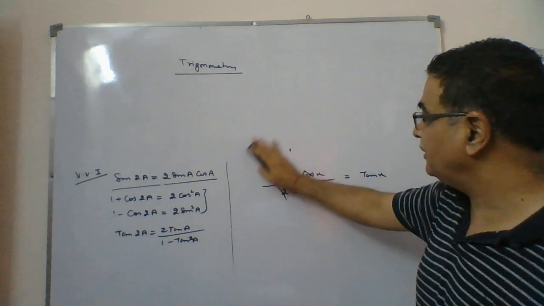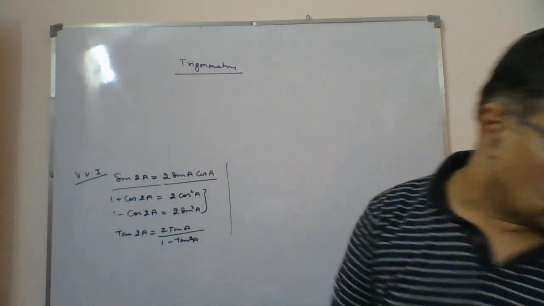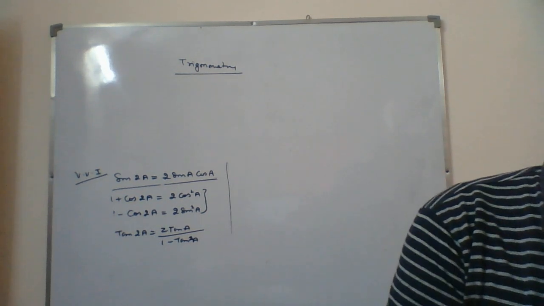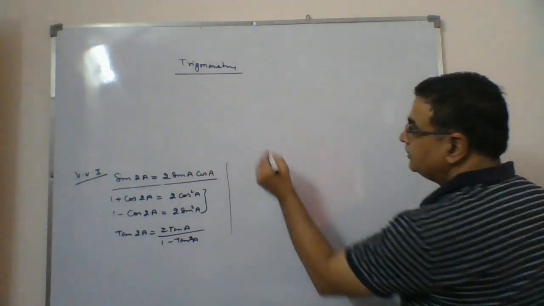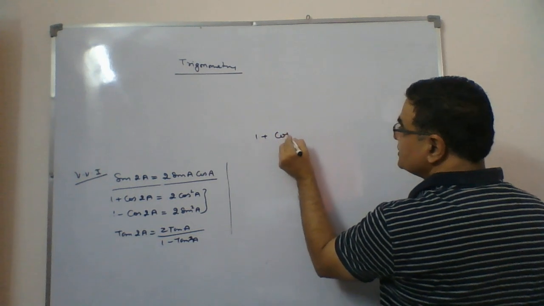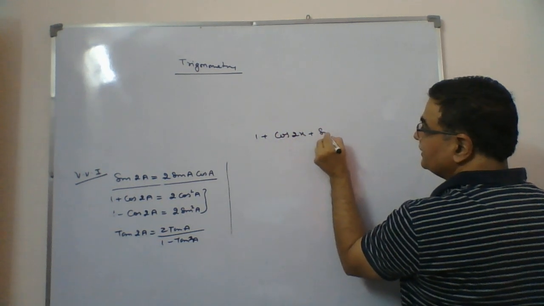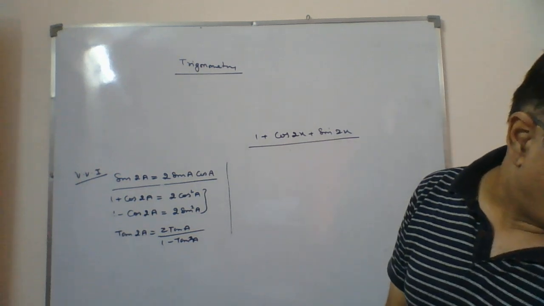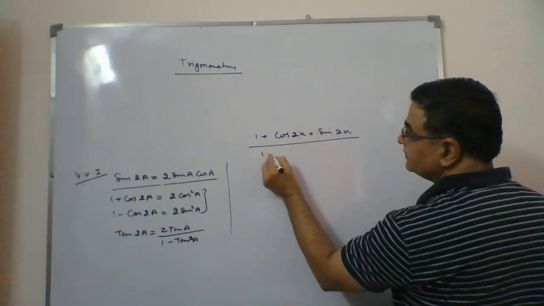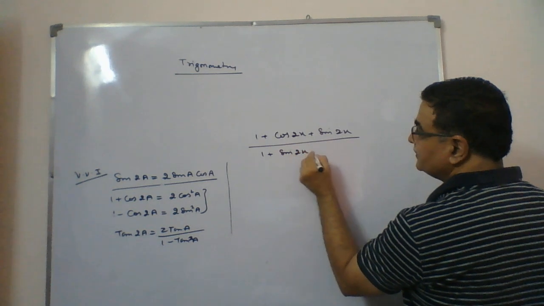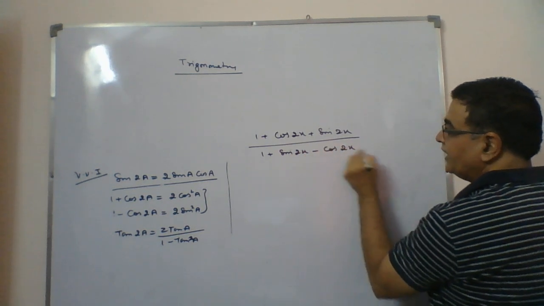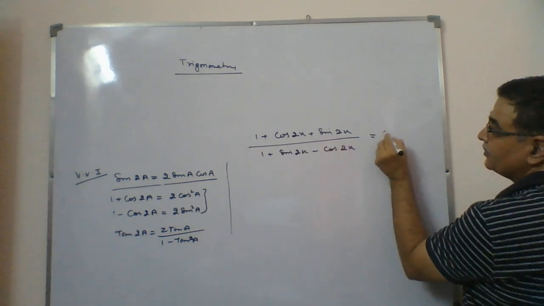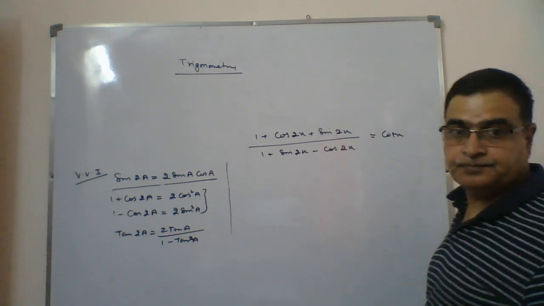Next question, question number 3 now. Question number 3 says 1 plus cos 2x plus sine 2x, whole divided by 1 plus sine 2x minus cos 2x. You have to prove this as cot of x.